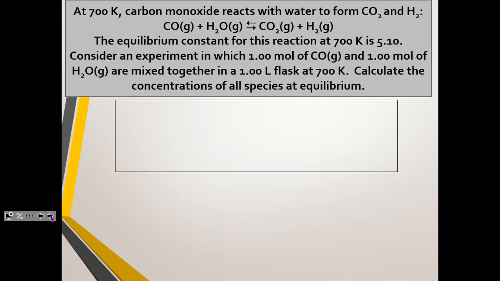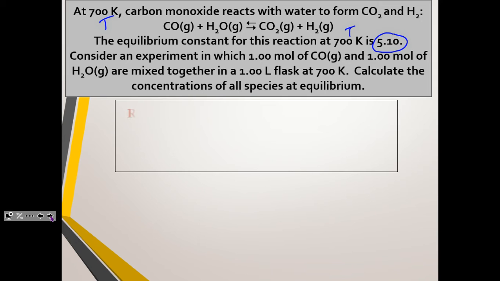Okay, here is our first example. At 700 Kelvin, carbon monoxide reacts with water to form CO2 and H2. The reaction is given. It's a 1-to-1 ratio. The equilibrium constant is given at the same temperature, 5.10. Consider an experiment in which 1 mole of CO, 1 mole of H2O are mixed together in a 1-liter flask. Calculate the concentrations of all species at equilibrium.